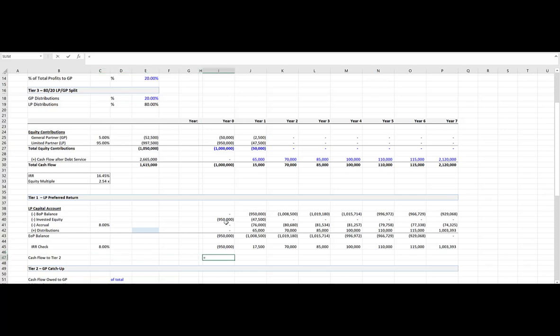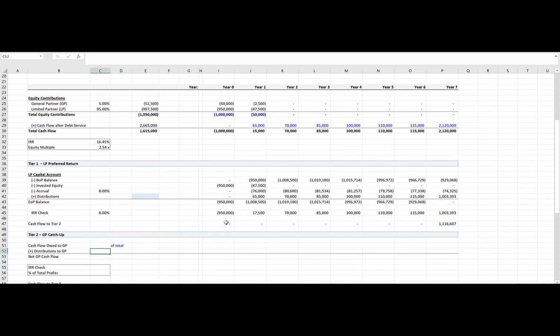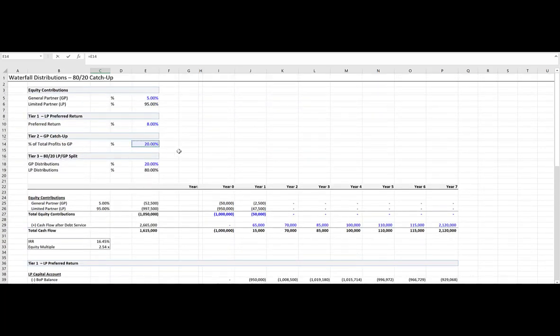Next, we want to find out the cash flow that's flowing over into Tier 2, and to do that, we'll take the total cash flow after debt service, and we will subtract the total distributions from Tier 1. And that's going to leave you with $1.16 million, roughly, flowing into Tier 2. Okay, so here's where the catch-up takes place, and the cash flow owed to the GP is going to be 20% of the total cash flow, so let's link that.